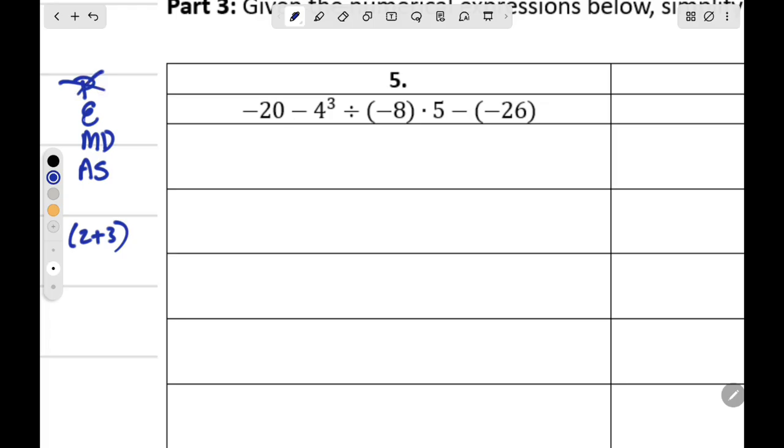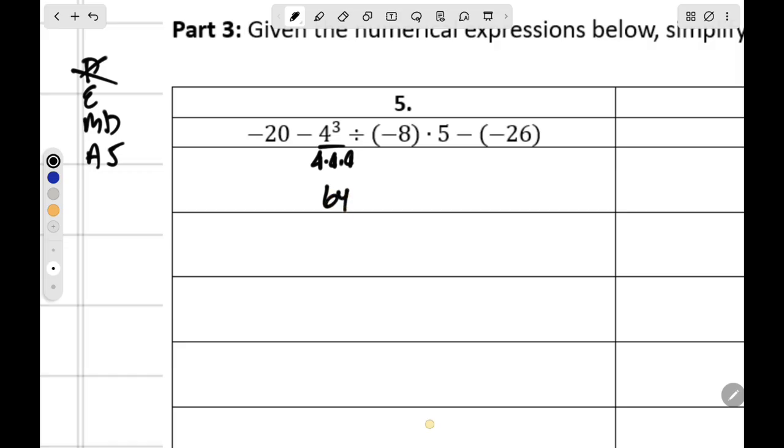All right, so first thing I have to do is look for any exponents. Do I have any exponents? I have this one right here. So exponent means you have 4 times 4 times 4, which is 64. And we bring everything else down. We bring down the minus operation, we bring down the negative 20. We got to bring down that division. We have to bring down the negative 8, parentheses with the 5, the minus operation and the negative 26.